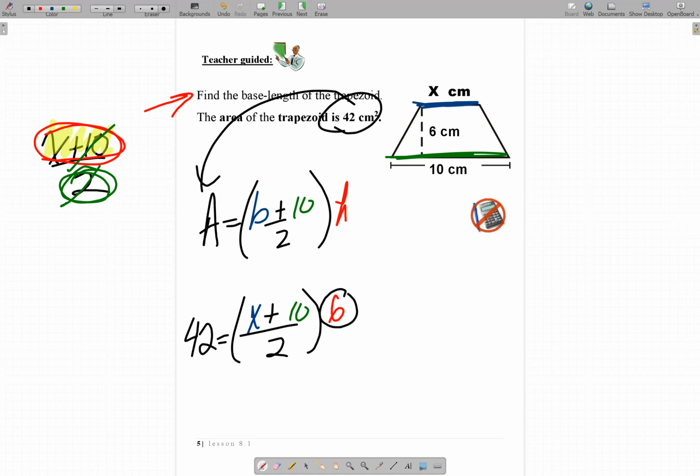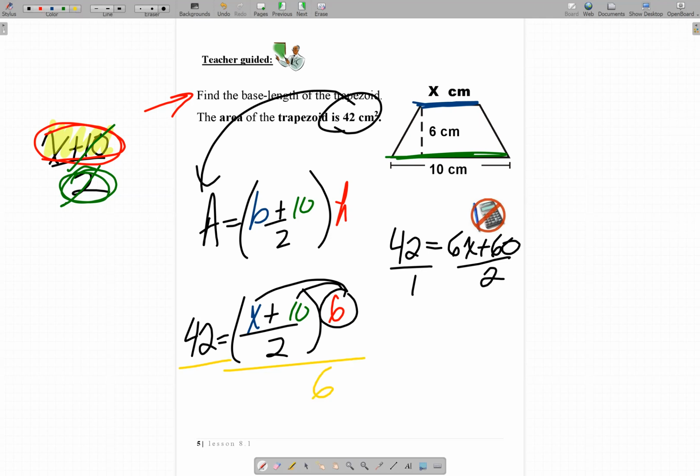Watch. Either you distribute the 6 and it looks like this, 4 over 2 equals 6x plus 60 over 2, then you cross multiply. Or watch, I can divide out the 6 completely, and I get 7 equals x plus 10 over 2. Method number 1, method number 2.